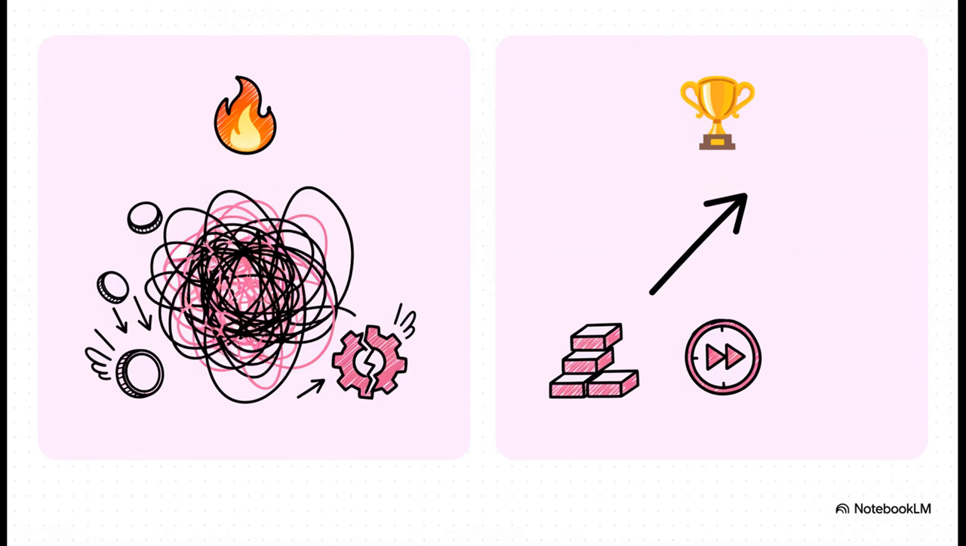On one side, you've got projects without a plan. That road leads to chaos, wasted time, wasted money, and ultimately failure. But on the other side, with a plan, you get structure, you get efficiency, and you get a real shot at success. That's the difference we're talking about.